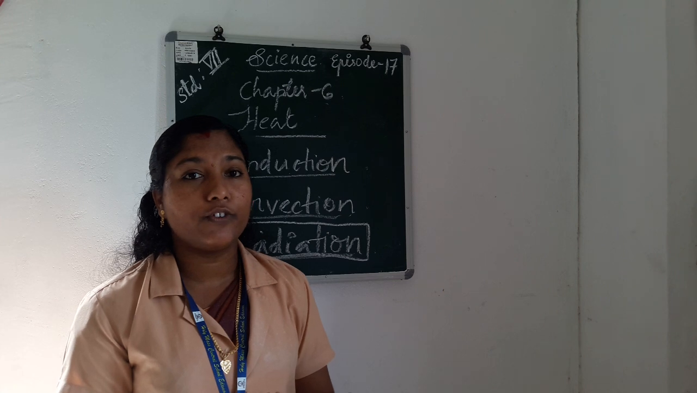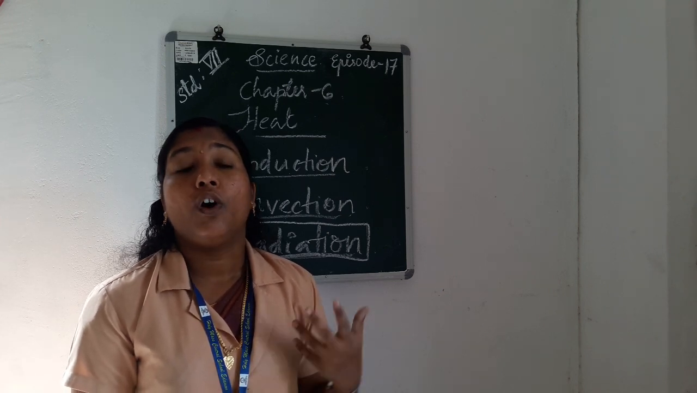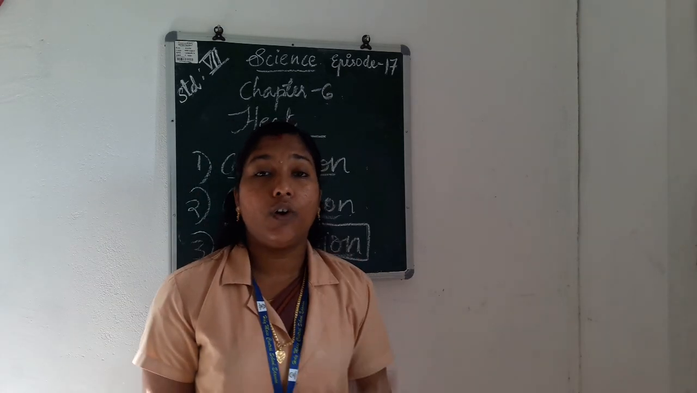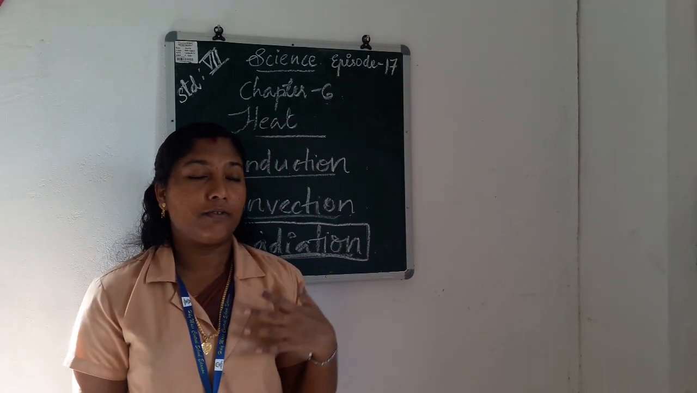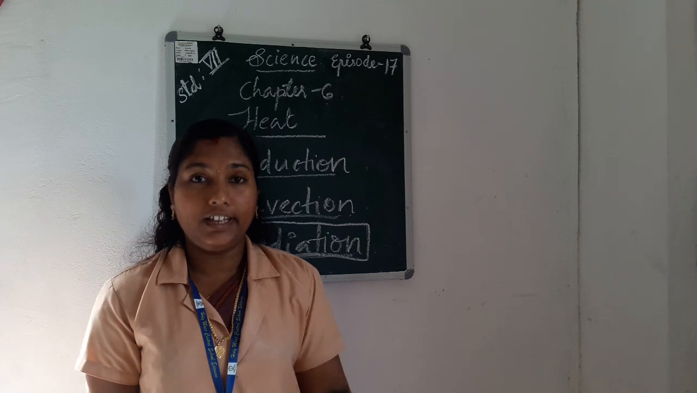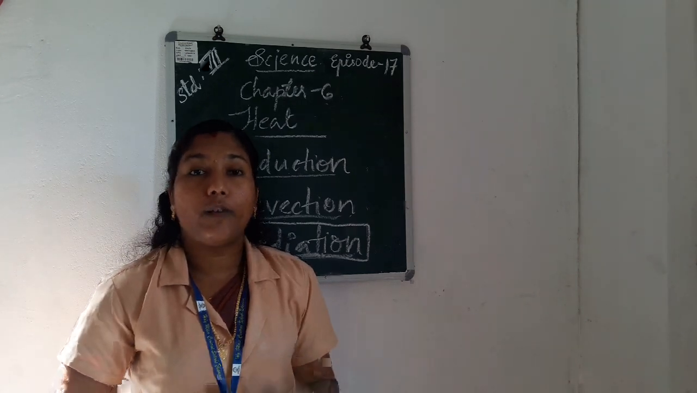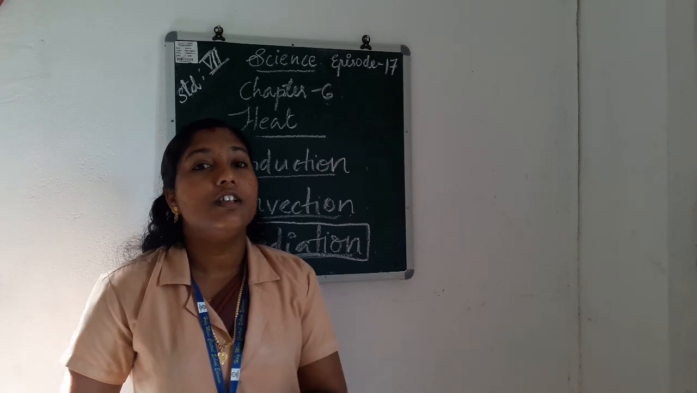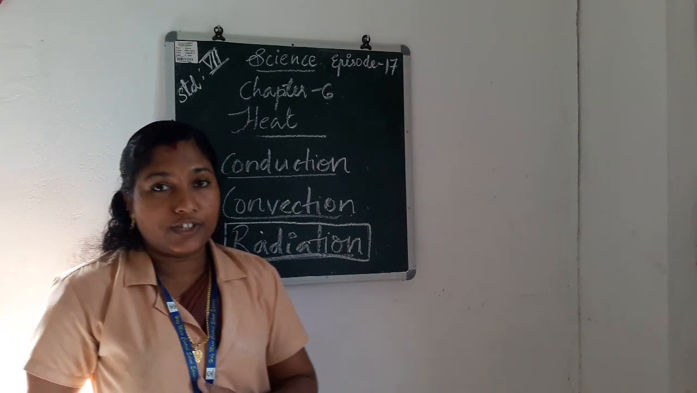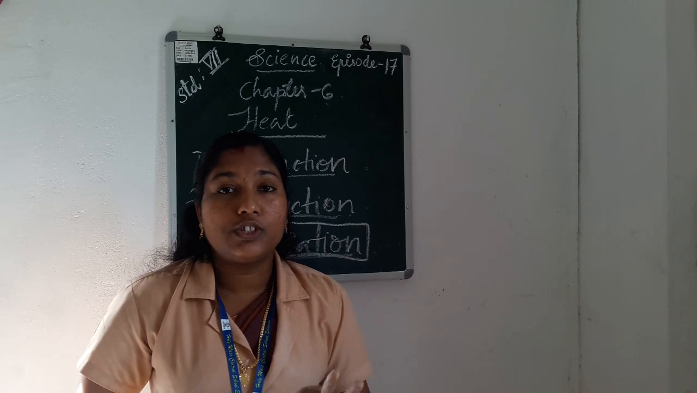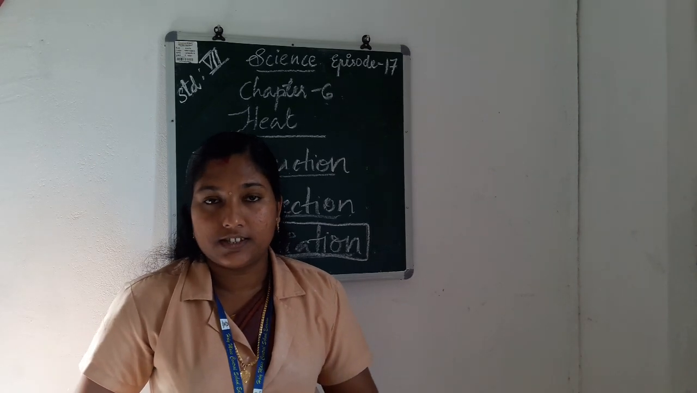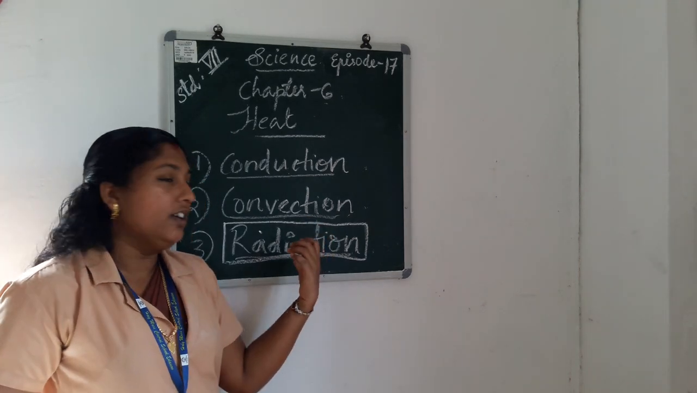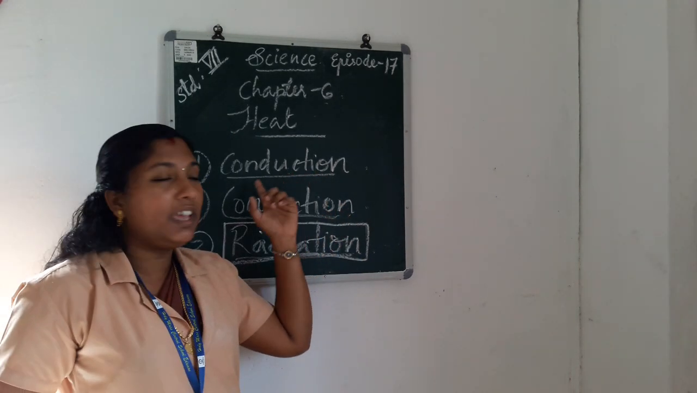What do you mean by transfer of heat? Heat flows from a hot object to a cold object, or heat flows from an object of higher temperature to an object of lower temperature. That heat flow is known as transfer of heat. There are three ways through which heat transfer takes place. First one, conduction. Second one, convection. Third one, radiation.